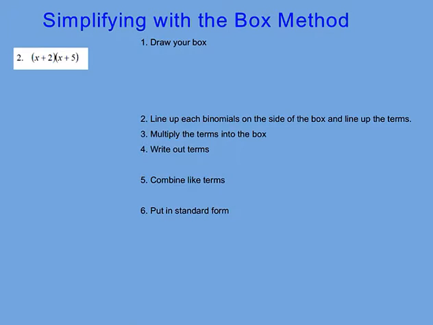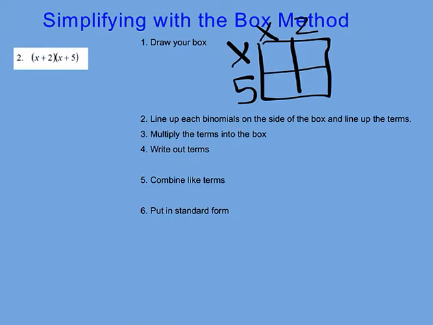The first thing we want to do is draw our box. Since we're multiplying two binomials, it's going to be a 2 by 2 box. Those of you that are science nerds, this is going to look a lot like a Punnett square, which you'll learn more about in biology. So we line up our binomials, x plus 2 and x plus 5. I didn't write the plus signs because they're positive. You could have flip-flopped and written x and 2 going down the side. As long as the terms in one set of parentheses are on the same side, it doesn't matter which one's vertical and which one's horizontal.